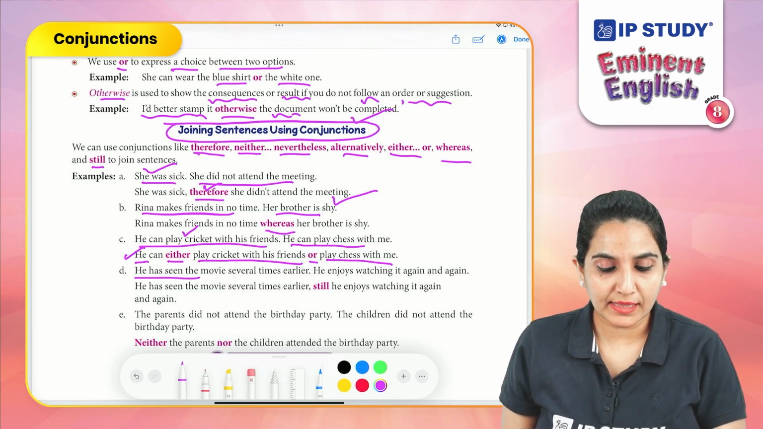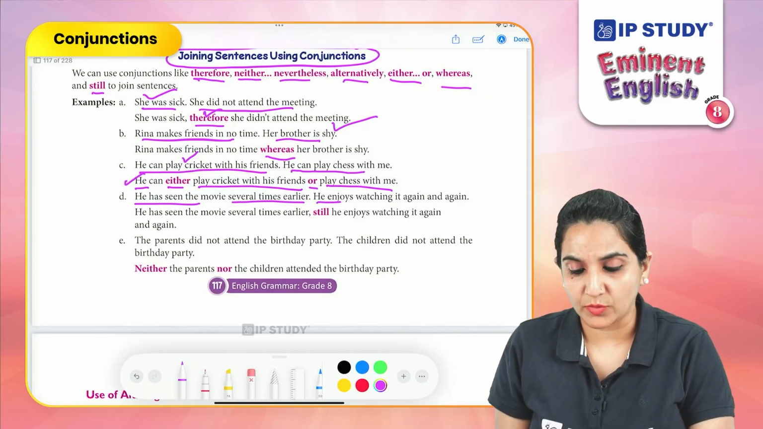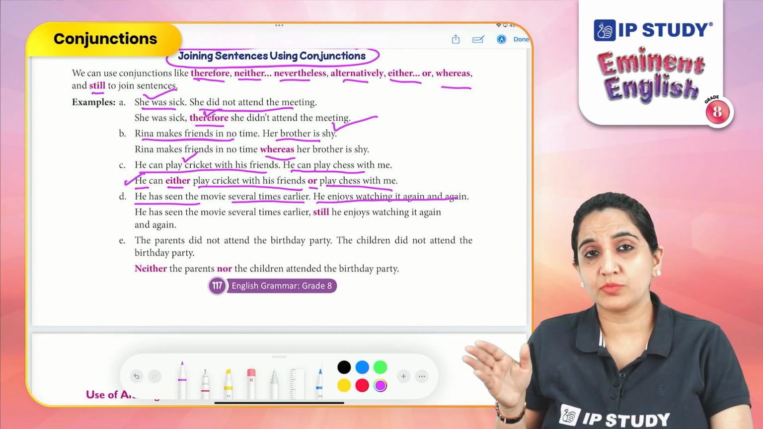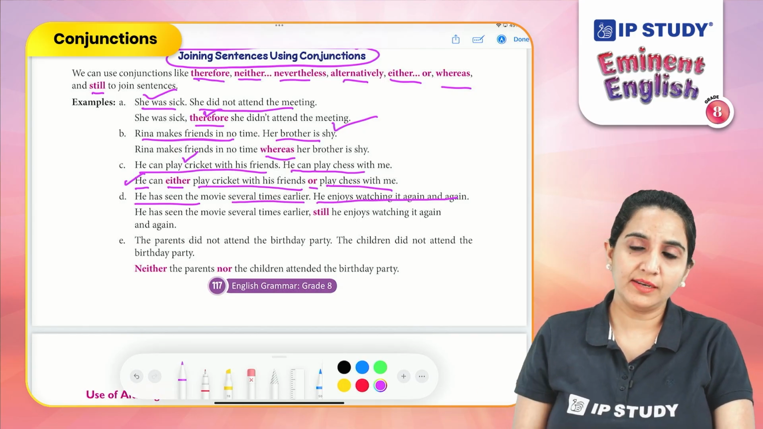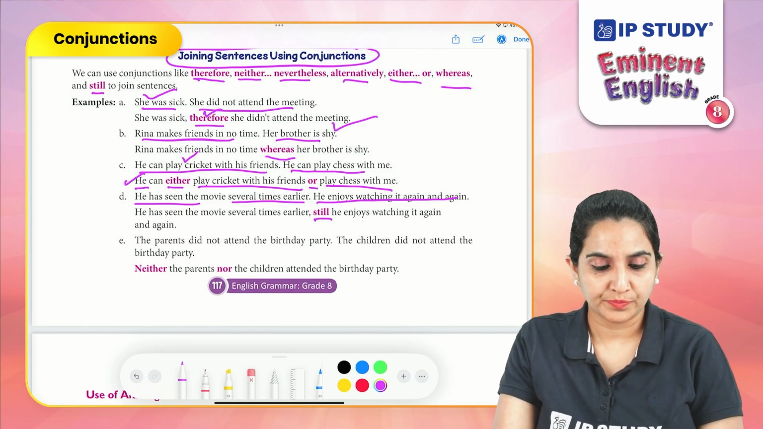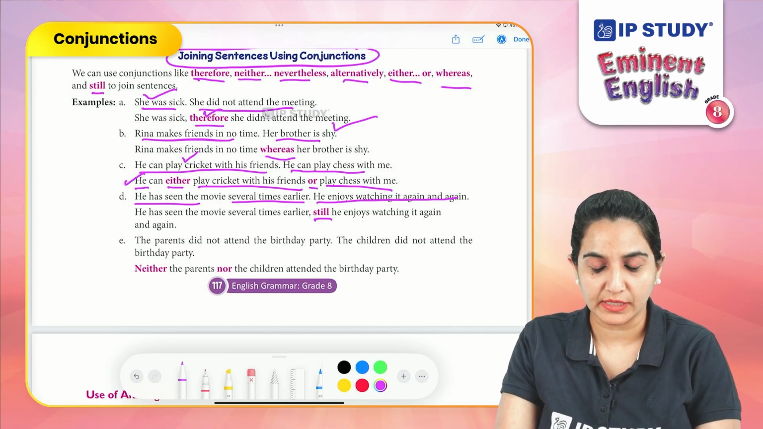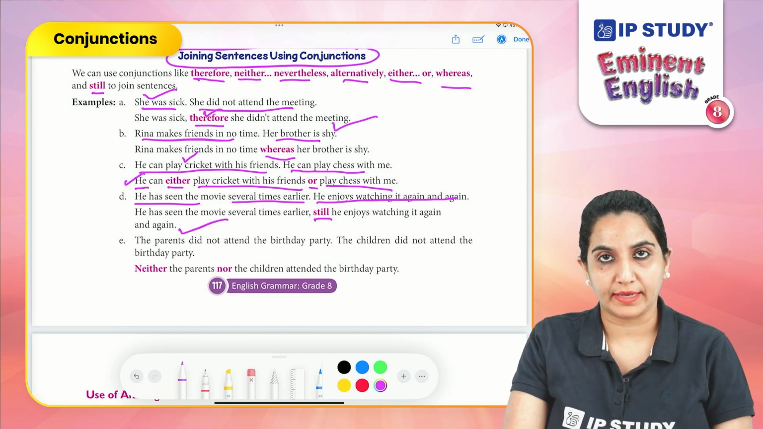He has seen the movie several times earlier. He enjoys watching it again and again. Now we're stating the fact that although he's watched the movie so many times, still he enjoys it, right? So still can be used here. He has seen the movie several times earlier. He enjoys watching it again and again.